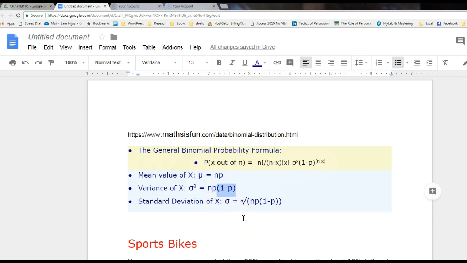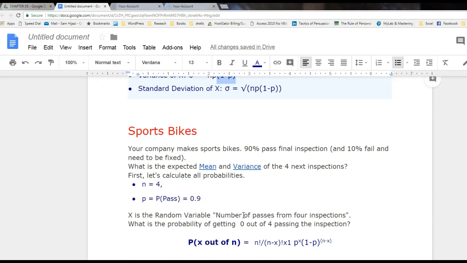Let's take an example directly from Math is Fun and see how we're going to calculate this manually first, and then we're going to go to Minitab. The question asks: if your company makes sport bikes, 90% pass final inspection, and of course what is left out of 1 when we subtract 90% is 10% that fail, and those are the ones that need to be fixed.